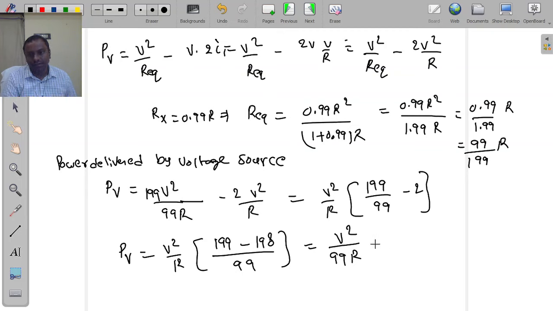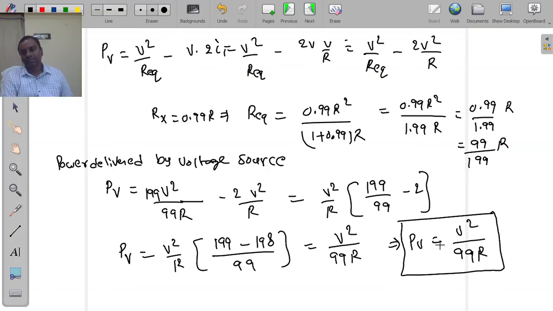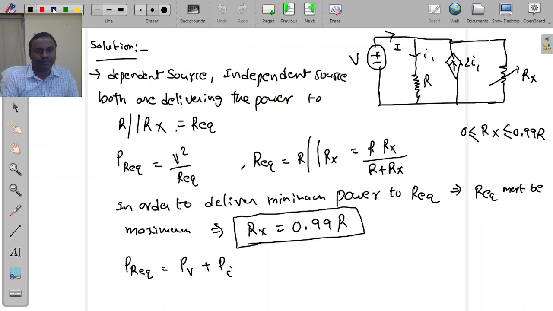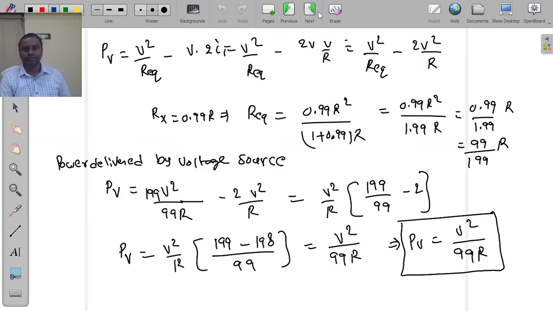This is the power delivered by the voltage source, V square divided by 99 R, and the Rx is 0.99 R. So answer is 0.99 R, V square divided by 99 R. So answer for this is option B. Moving into the next question.